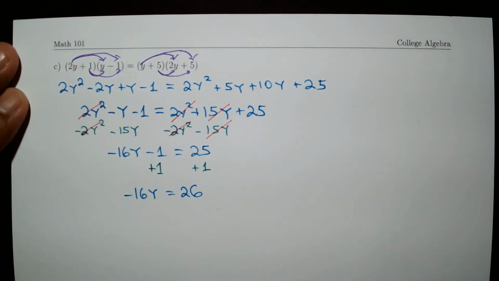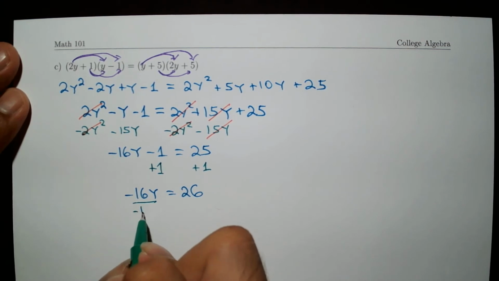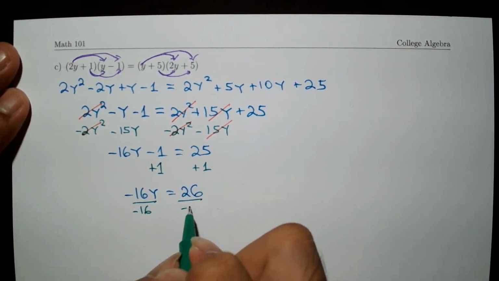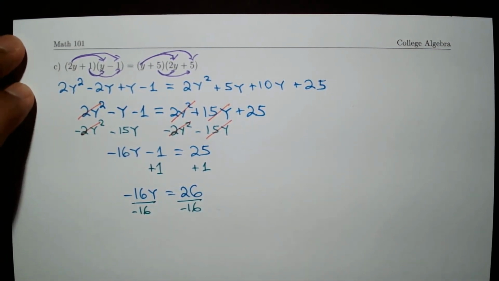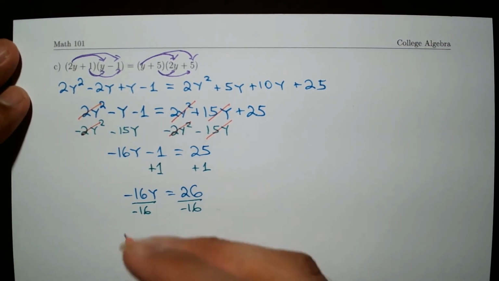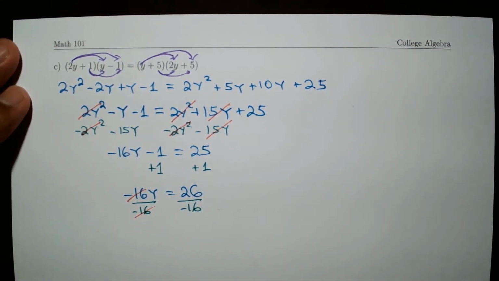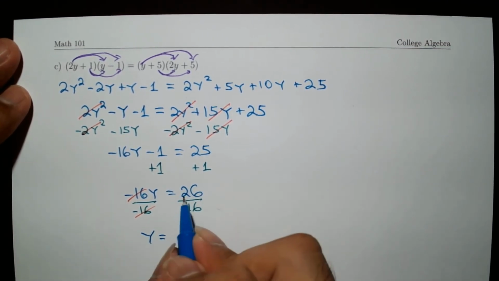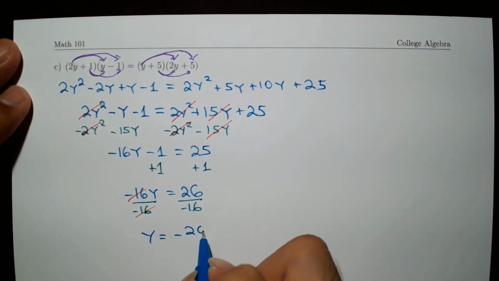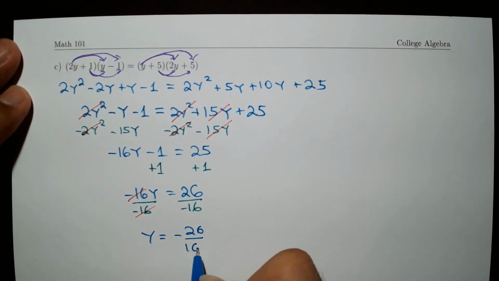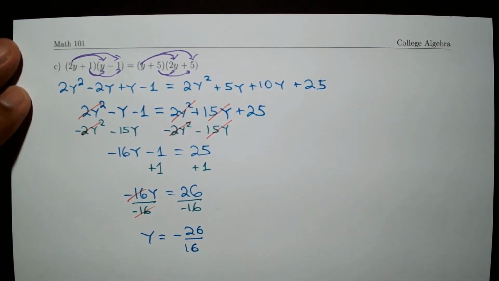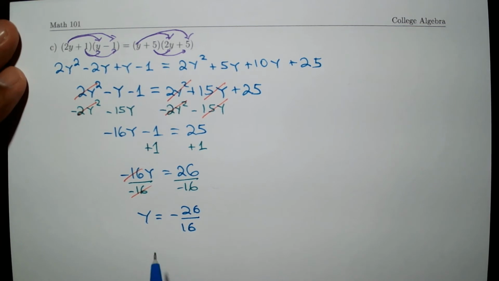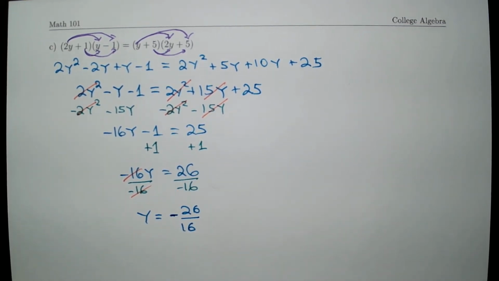And the only thing we need to do right now is finally divide both sides by negative 16. Alright, so that's going to get these 16s cancelled first of all, and we are going to get negative 26 over 16. Okay, keep in mind that if you have a negative number in a fraction, you can just put it in the front of it. Now we are essentially done.